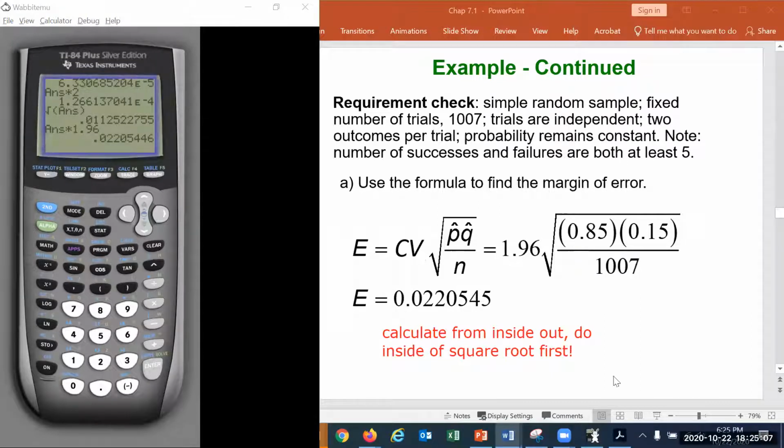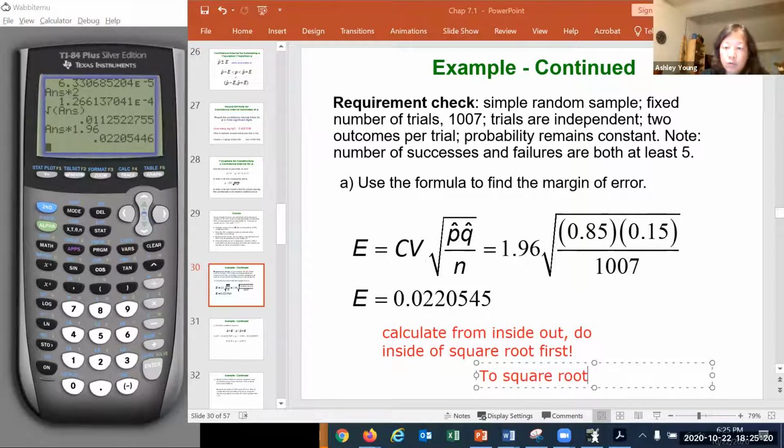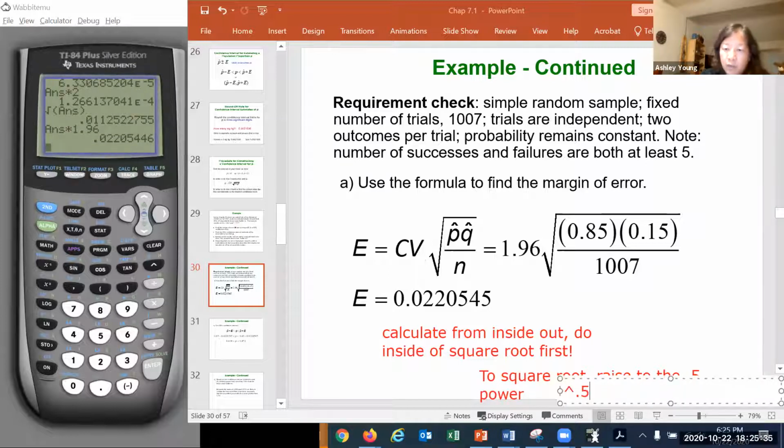All right, good. Back to here. Should I put that in there about raising to the square root power? Do you guys want me to do that? To square root, raise to the 0.5 power. And I'll do it like this. Caret 0.5. That'll be my suggestion.